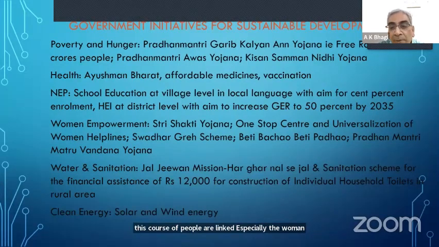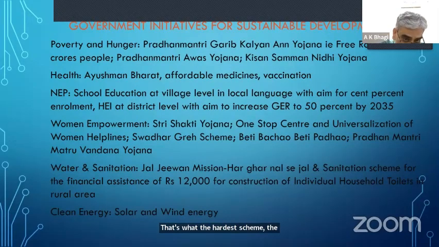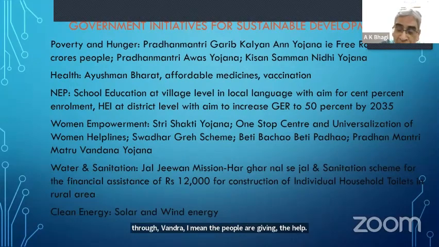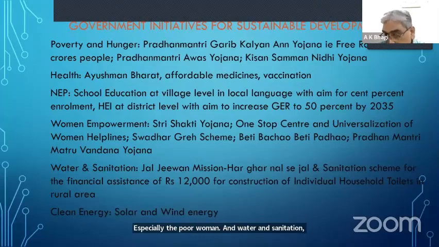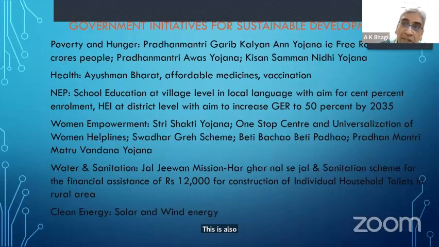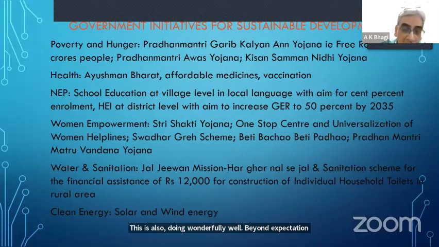Swadhar Greh scheme, the Beti Bachao Beti Padhao, Pradhan Mantri Matru Vandana Yojana. I mean, people are getting help through these schemes, those who register with them, especially poor women. And water and sanitation: Jal Jeevan Mission, Har Ghar Nal Se Jal scheme. This is also doing wonderfully well, beyond expectation, even from the government of India. Electricity has reached the last village.